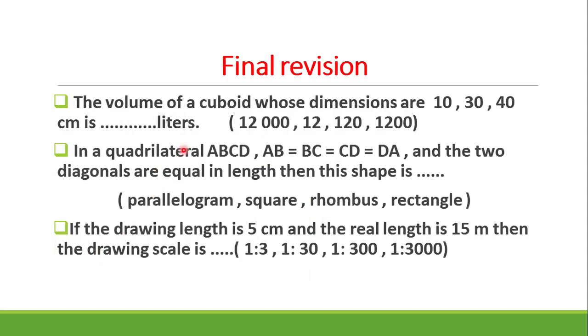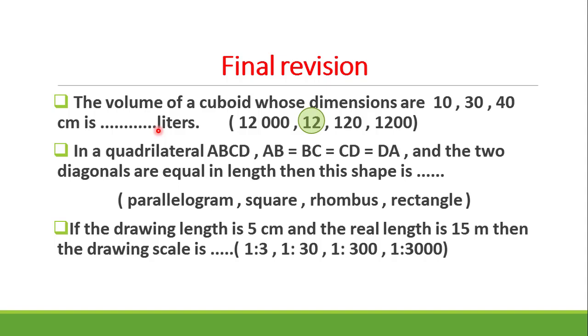The volume of a cuboid whose dimensions are 10, 30, and 40 centimeters is how many liters? At first I'll multiply length times width times height to get the volume. 10 times 30 times 40 equals 12,000. This is 12,000 centimeter cube. Now I want to convert it into liters, so divide by 1,000, and the result will be 12.